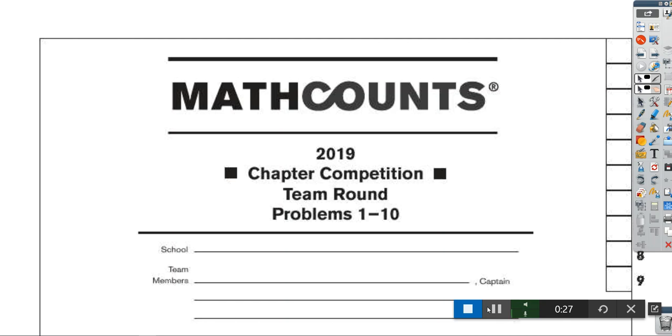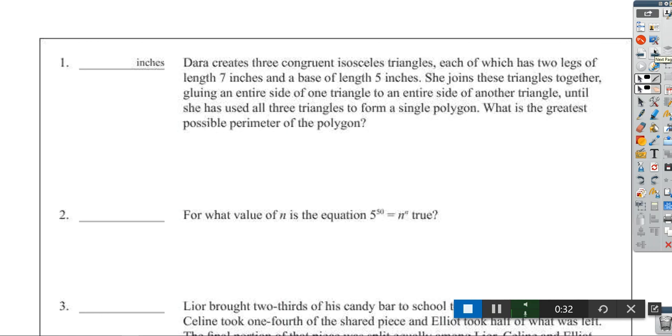Anyways, here we go. For number 1, Dara creates 3 congruent isosceles triangles, each one of which has 2 legs of 7 and a base of 5. She joins these triangles together, gluing an entire side of one triangle to the entire side of another. So we can't have a side of 5 going to a side of 7 until all 3 shapes form a single polygon. So what is the greatest possible perimeter?